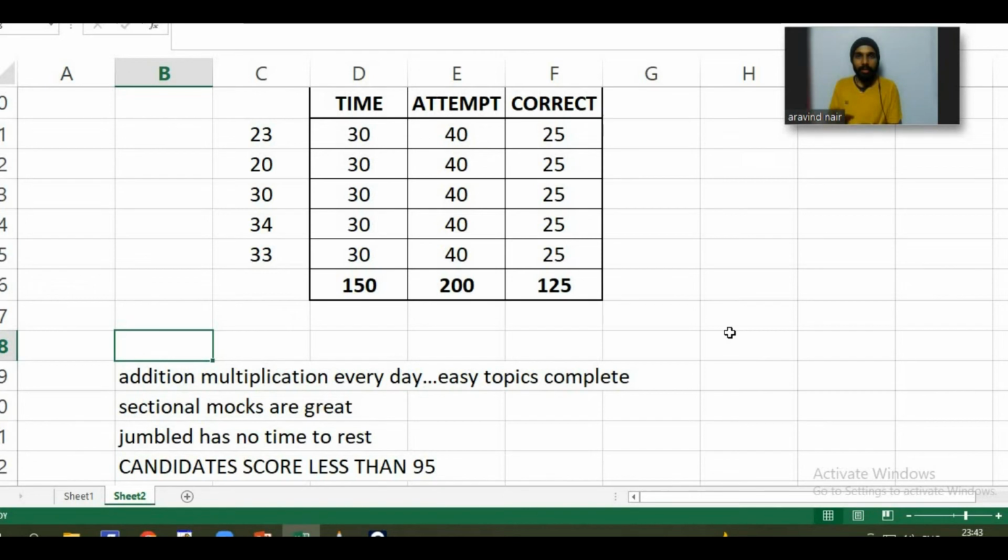Anybody can get that. 327 into 7 is not the toughest thing to do. 3 7s are 21, 2100. 20 into 7 is 140. Anybody can do that. 7 into 7 is 49. The toppers can do it within a second because they don't even have to visualize. Okay, maybe not 1 second, maybe 5 seconds or 10 seconds.